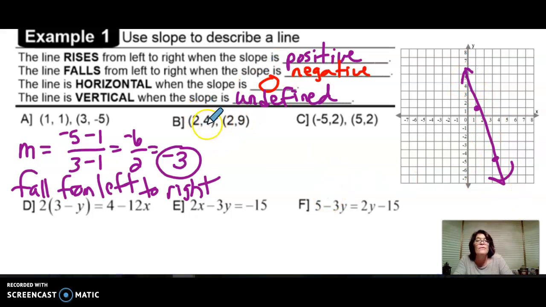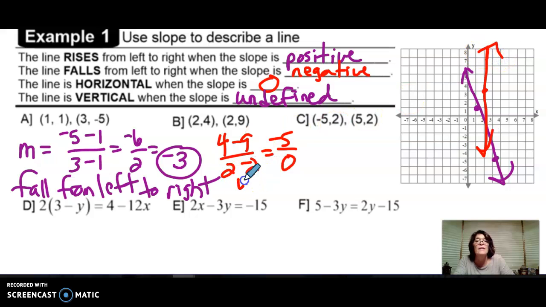For this one, I'm going to start with this y. 4 minus 9 over 2 minus 2. It doesn't matter what it is. This is a vertical line, right? 2, 4, 2, 9. That's a vertical line. That has an undefined slope, so the line is vertical. Undefined slope.